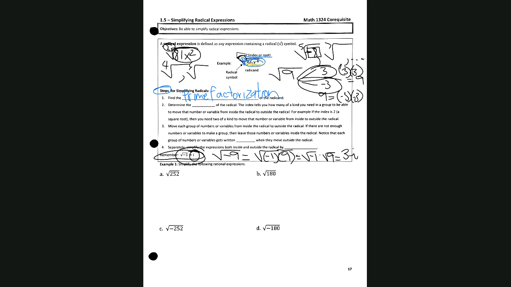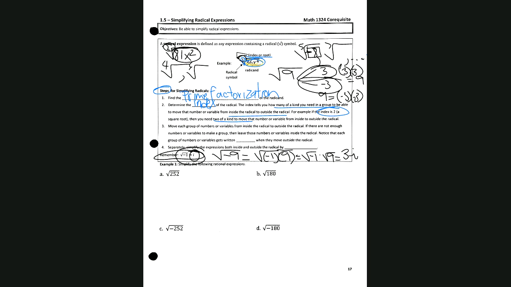Then we're going to determine the index. Remember, the little number outside the radical. And we need to know that because that will tell us how many of a kind you need to put in a group, so that we could take that either number or variable from inside the radical to outside the radical. So for example, if we have an index of 2, such as the one for the square root, then you need to get 2 of a kind to move that number or variable from inside to the outside. You will see that once we start doing the examples.